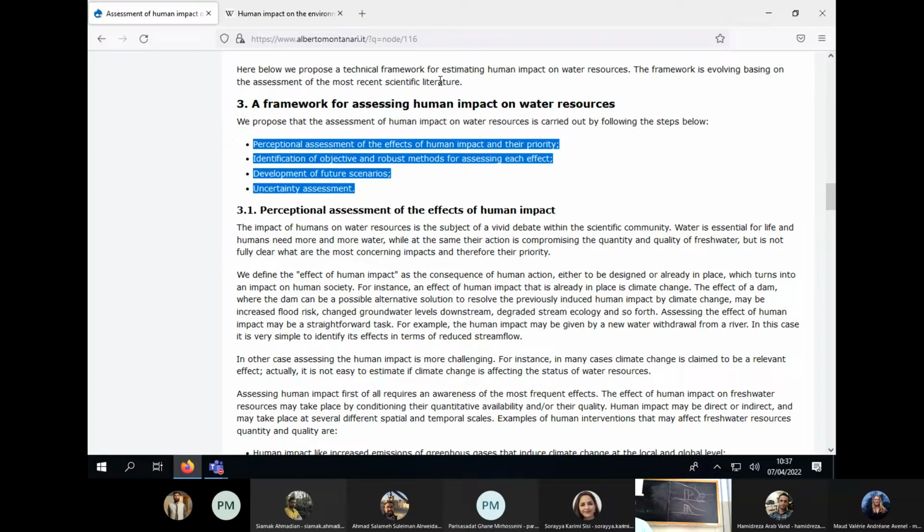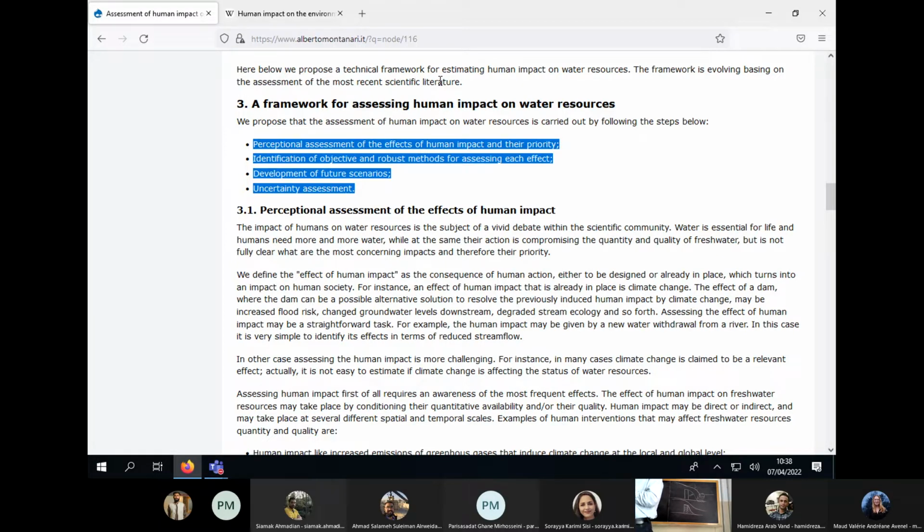So, first of all, I believe that the first step must be a perceptual assessment of the effect of human impact and their priority. And I stress the emphasis on priority. So first of all, we have critical analysis, that is a skill of the engineer. The capability to make a critical analysis must be our skill. We should really assess the effect of human impact and the priority.